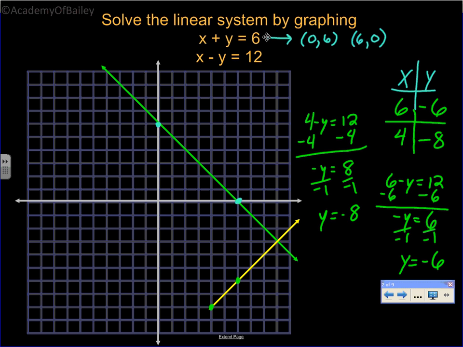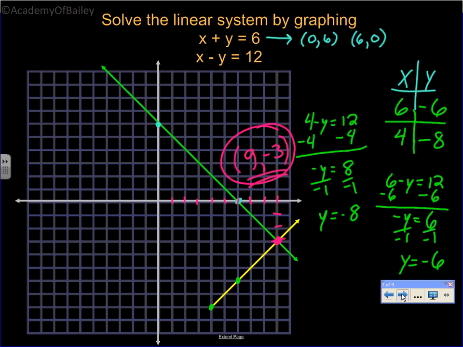We can see there that those two lines are going to be intersecting right there at that point. So what is the ordered pair for that point? 1, 2, 3, 4, 5, 6, 7, 8, 9. The x value is 9. The y value is 1, 2, 3 down, so that's negative 3. The answer is 9, negative 3. That is the solution to this linear system by graphing.